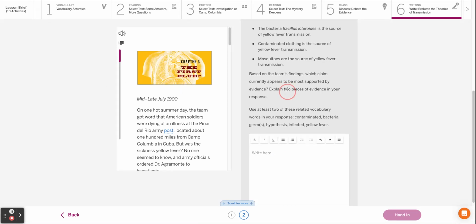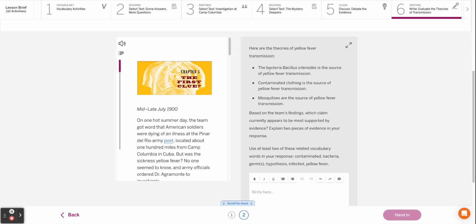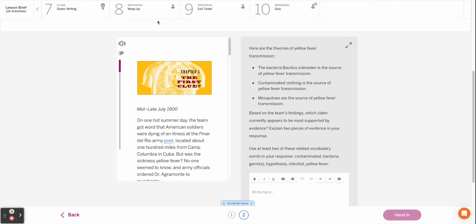You need to explain 2 pieces of evidence that support one of your explanation of the theory. So your claim is going to be that one of those theories is the strongest evidence for how yellow fever is getting spread. You need 150 words with 2 pieces of evidence to explain how you know at this point in time that one of those theories is causing the spread of yellow fever. Be sure to use these words down at the bottom: contaminated, bacteria, germs, hypothesis, infected, yellow fever. We're not going to share our writing right now.